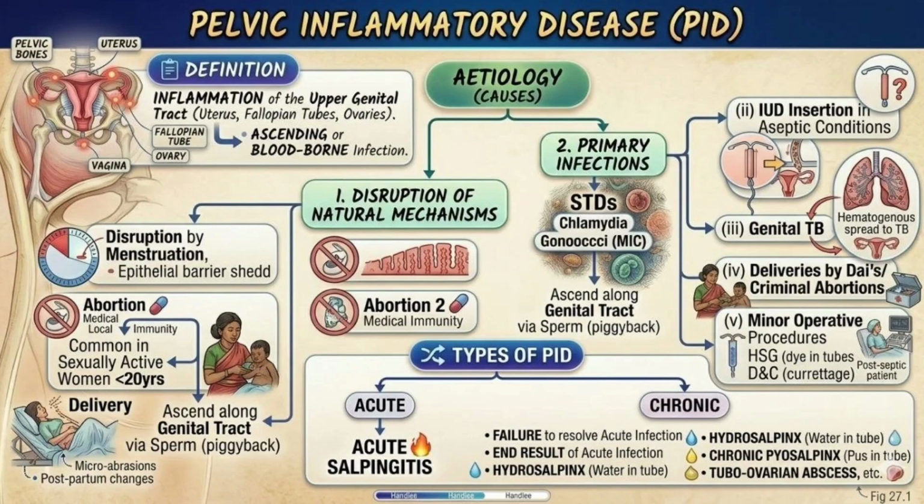Most of the time, PID is an ascending infection, meaning bacteria travel upward from the lower tract. First, any infection from the lower genital tract, when it ascends upwards, may also cause infection in the uterus, the fallopian tubes and the ovaries, which gives rise to PID. To understand how it happens, we first need to look at the cause, or the etiology.